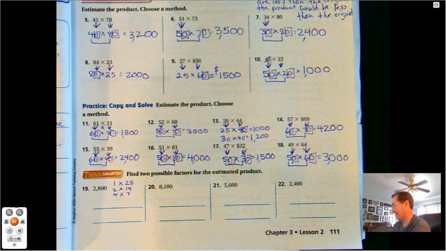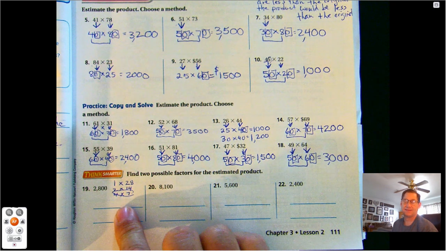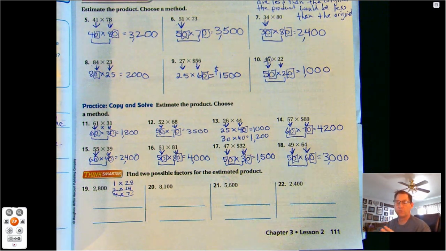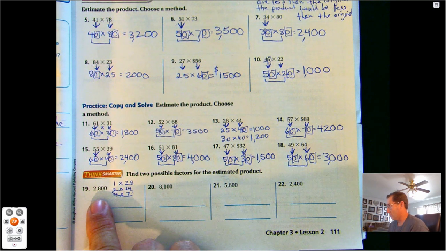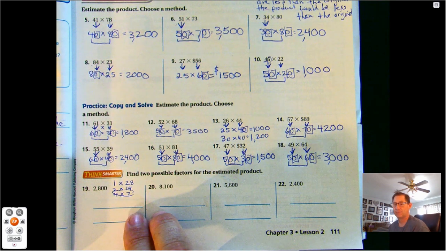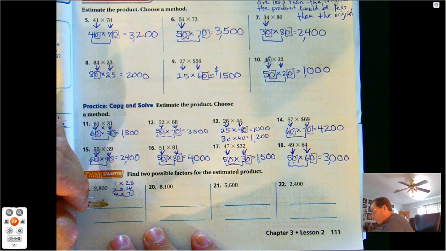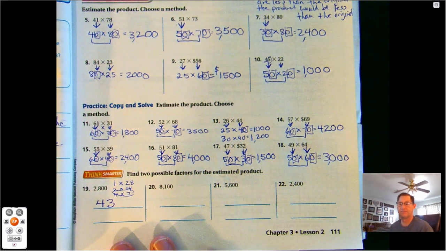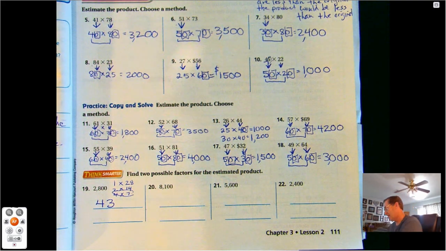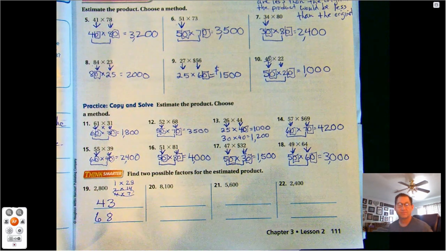Now, they want to know 2 possible factors for the estimated products. So what they're saying is, when we multiply, we want to wind up with 40 and 70. So I could have 43, right? That would round down to 40. And I could have 68. 68 would get rounded up to 70. Or I could have 73, something like that.